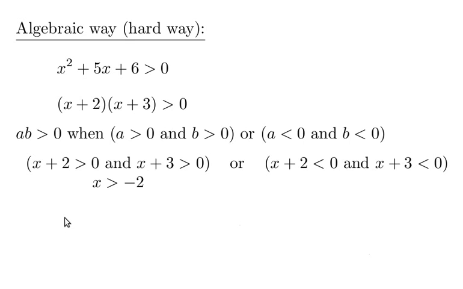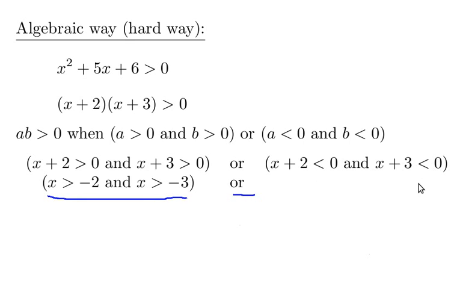The word "and" there is part of the markup language that I'm using, so ignore that. This is true, or we can subtract 2 from both sides here, and we'll get that x is less than -2, and x is less than -3. Close parentheses.